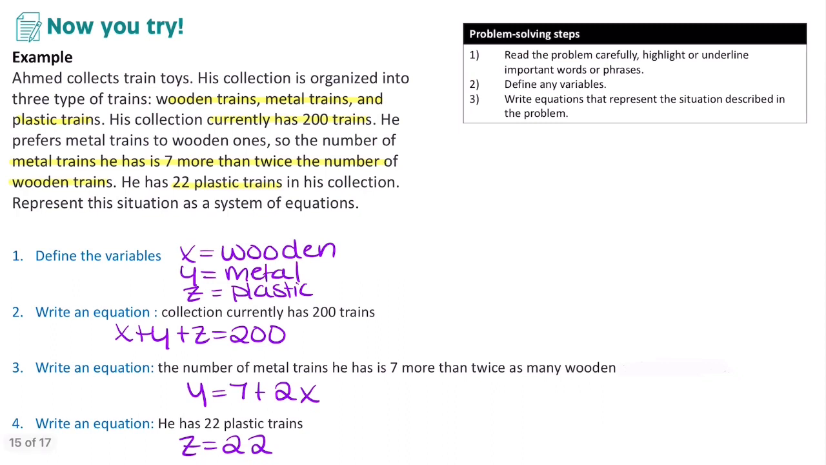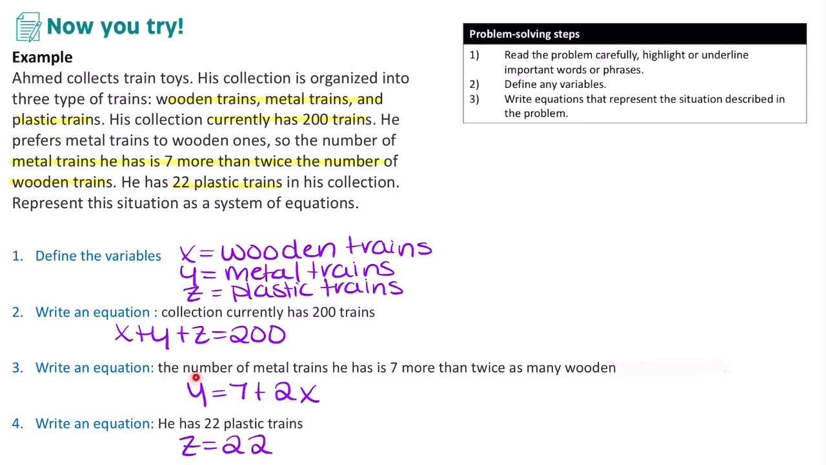So what don't we know? We don't know the number of individual trains he has, right? We don't know how many wooden, we don't know how many metal, and we don't know how many plastic, okay? So those are going to be our three variables. Well, we know that all in total he has 200 trains. So that means that x plus y plus z is equal to 200.